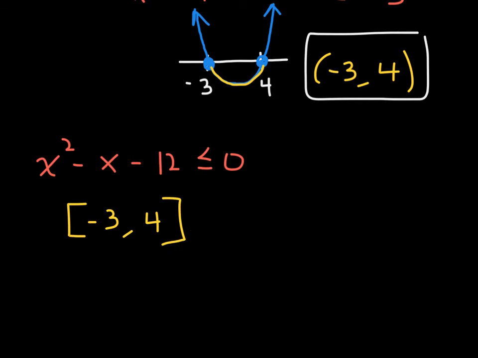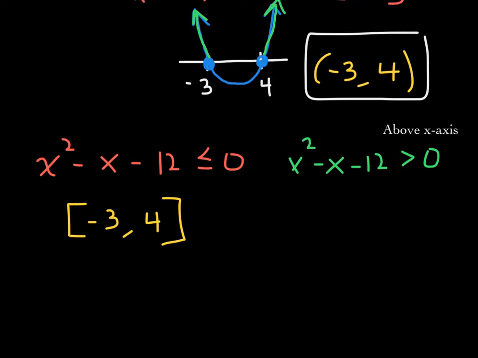Now, one more thing. What if the inequality were really different? What if the inequality were something like this? X squared minus x minus 12 is strictly greater than 0. Well, if it's greater than 0, then you're not looking at when this parabola is below the x-axis anymore. You're looking for when is the parabola above the x-axis. So you can reference the same picture, but this time you're looking at these branches here. It's above the x-axis there, and it's above the x-axis there.